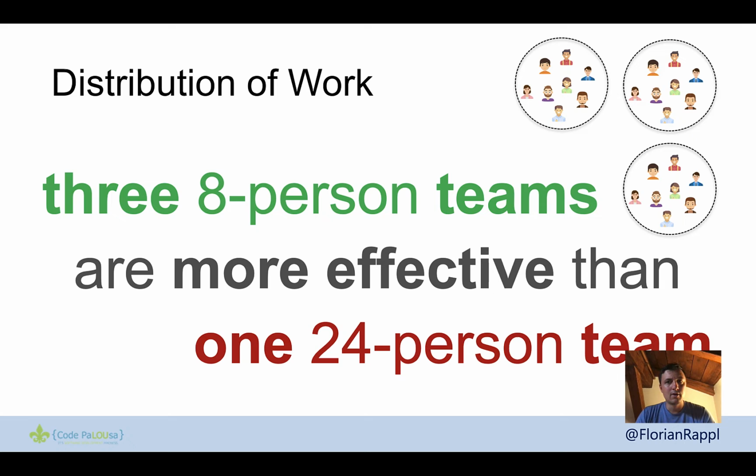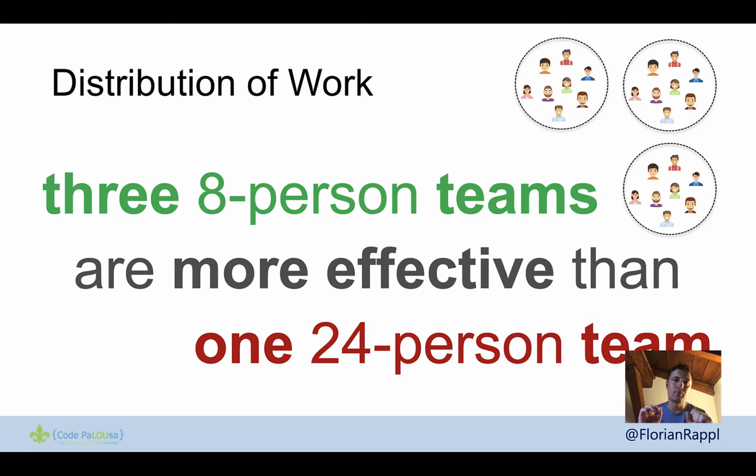That follows, of course, this two pizza team approach. So three 8-person teams are more effective than one 24-person team, right? So you would need a lot of pizzas delivered from Domino's for the 24-person team, but you can make the purchase really easily for an 8-person team. And that's all about this kind of overhead or alignment. So at the end of the day, it's really all about being able to reduce any kind of overhead and give really dedicated work to smaller teams.